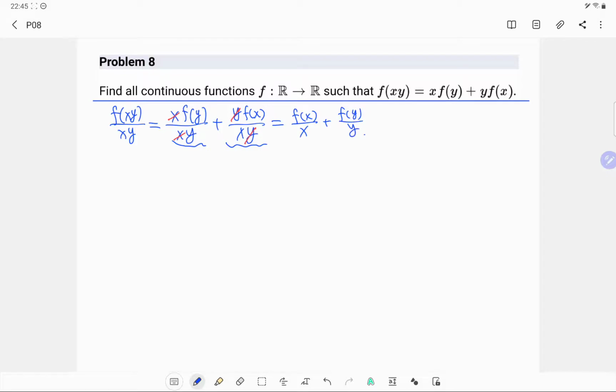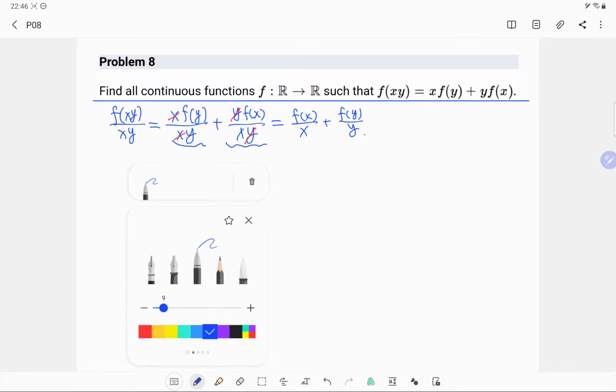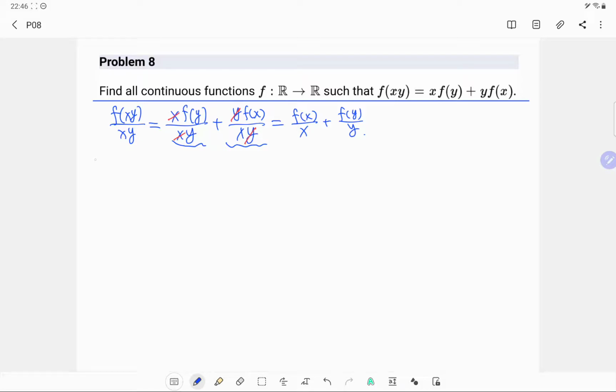Now we can see that on both sides, it is somehow like f with three different arguments, all over the same argument, so we can just define another function g of x to be f of x over x. In this case, the equation will look like g of xy equals g of x plus g of y.